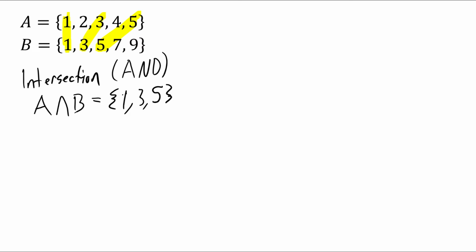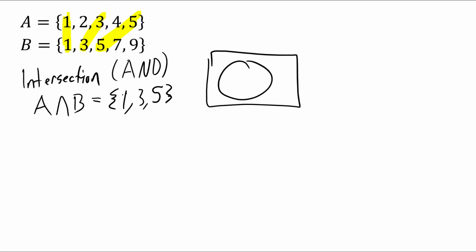If we look at a Venn diagram of this, the intersection is literally where the two sets intersect. That middle area right there is the intersection on our Venn diagram. All right, next we'll look at the union.